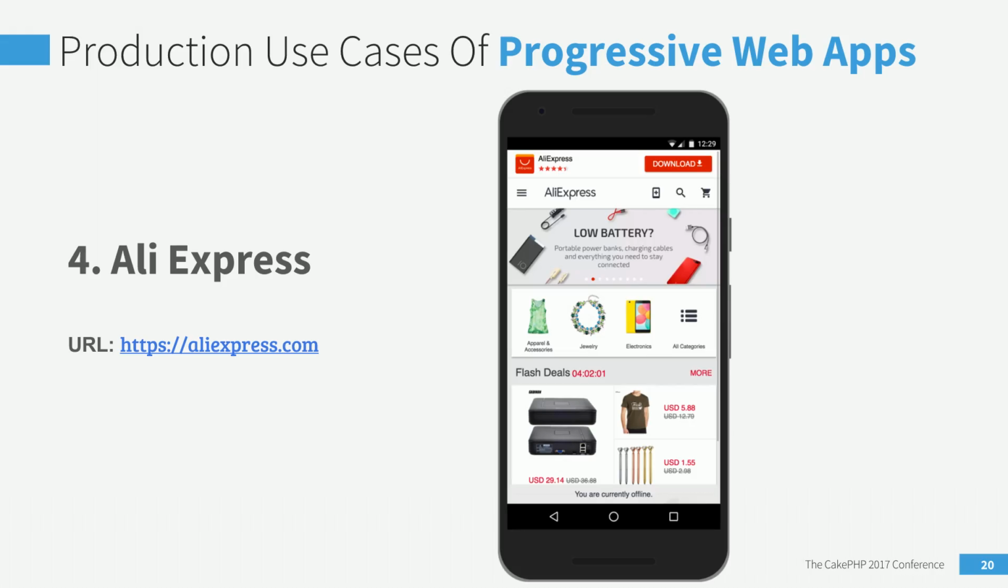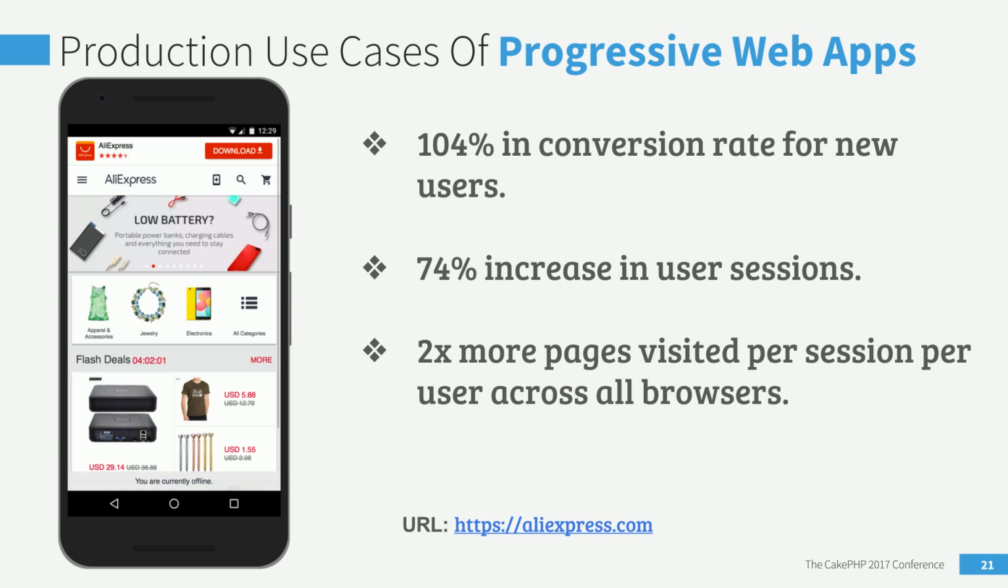All right, let's move fast. Another one is AliExpress. I'm sure we all know AliExpress, very popular. They did the same thing, and see what they got, a 104% increase in conversion rate. And you know why these conversion rates are increasing? Because right now, we have more people accessing your website on mobile than desktop.